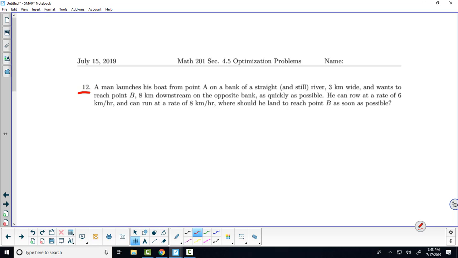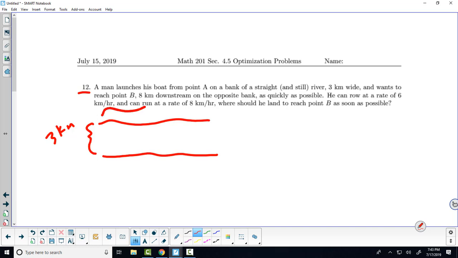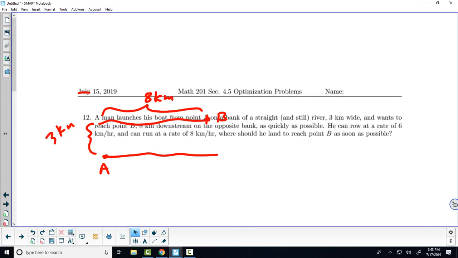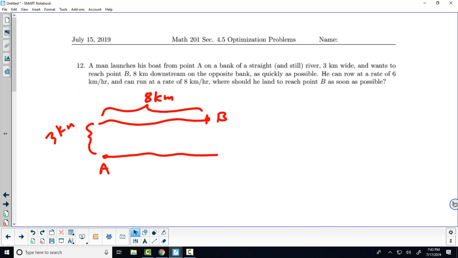So let's look at this problem real quick. Let's look at the picture that goes with this. We've got a straight and still river that's 3 kilometers across. Pretty wide river, maybe the Mississippi at some point. And we've got some point B that's down 8 kilometers downstream from the start point of point A. Oh, that's easy enough. So what's the deal here? Well, this person can row across the stream and then run the rest of the way to point B.